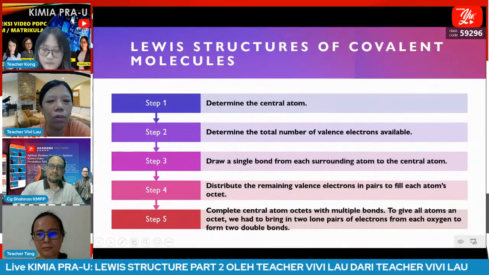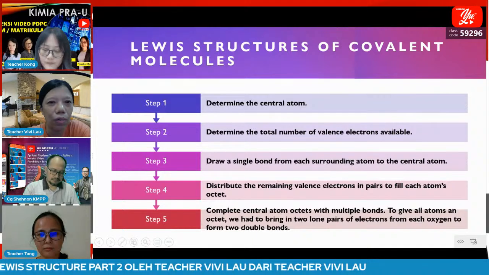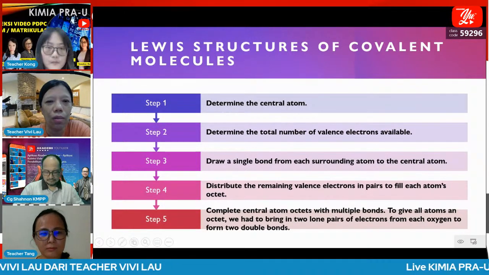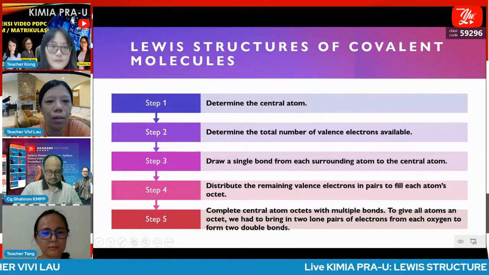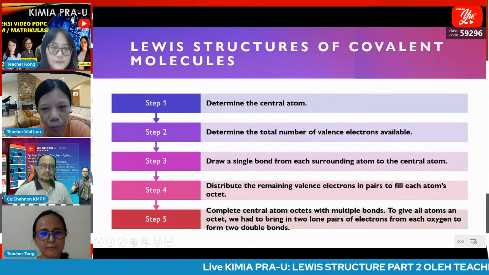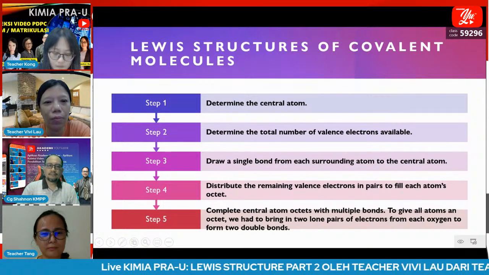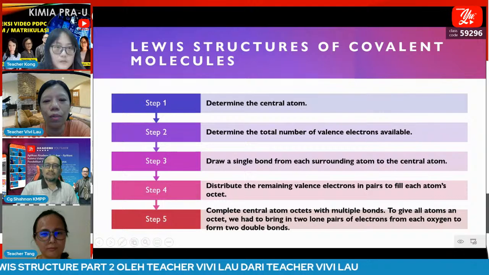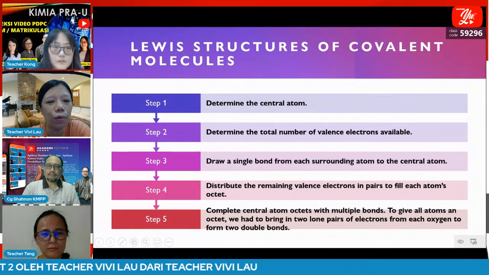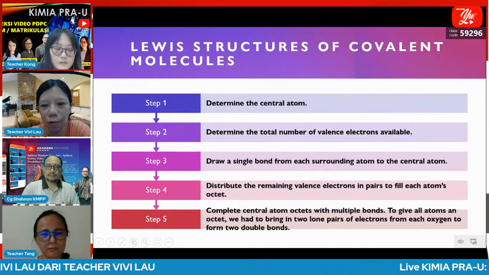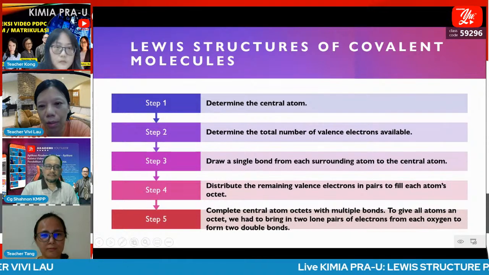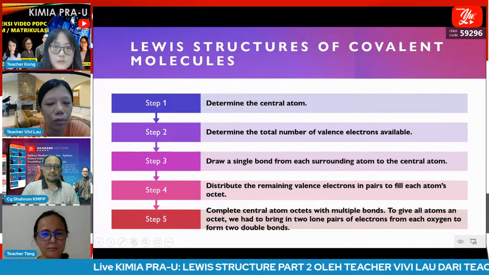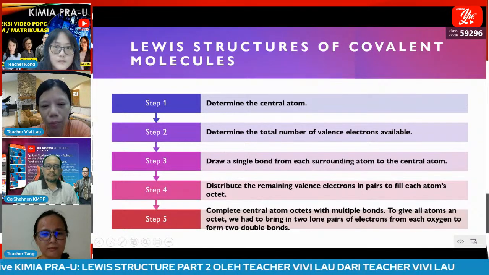Okay, so these are the steps for determining the Lewis structure of covalent molecules. Step 1, determine the central atom. Step 2, determine the total number of valence electrons available. Step 3, draw a single bond from each surrounding atom to the central atom. Step 4, distribute the remaining valence electrons in pairs to fill each atom's octet. Step 5, complete the central atom octet with multiple bonds.